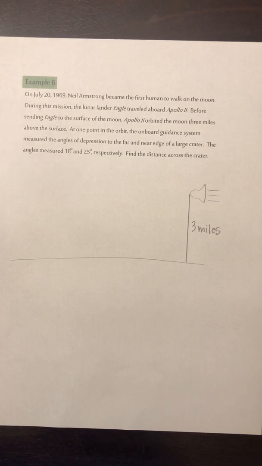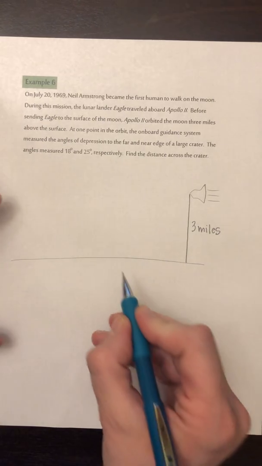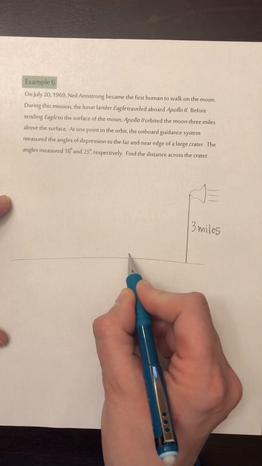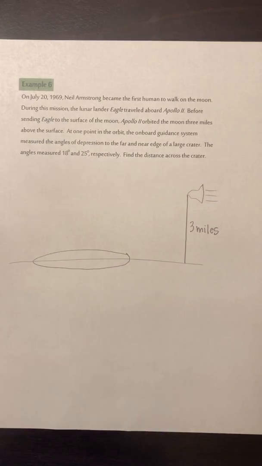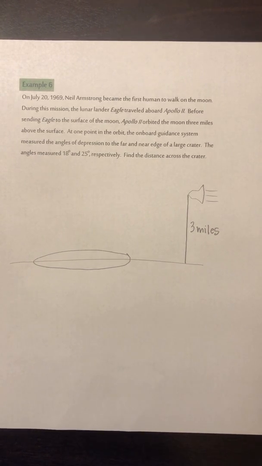Okay, so it says at one point while it's in orbit, the onboard guidance system measured the angles of depression to the far and near edges of a large crater. Okay, so we know there are craters on the moon, so let me just draw a crater right here. Here's my crater, that big hole, if you will. And it says that it measured angles of depression. There are 2 of them, okay?